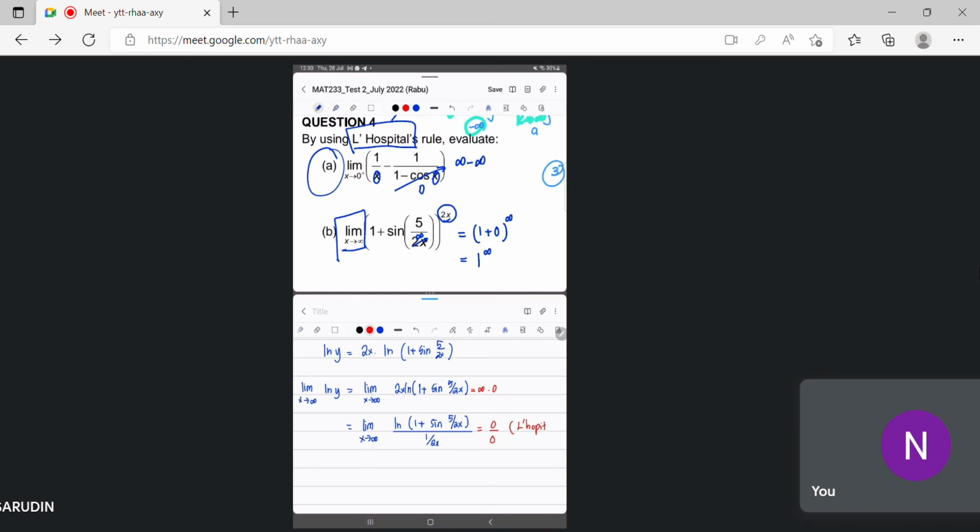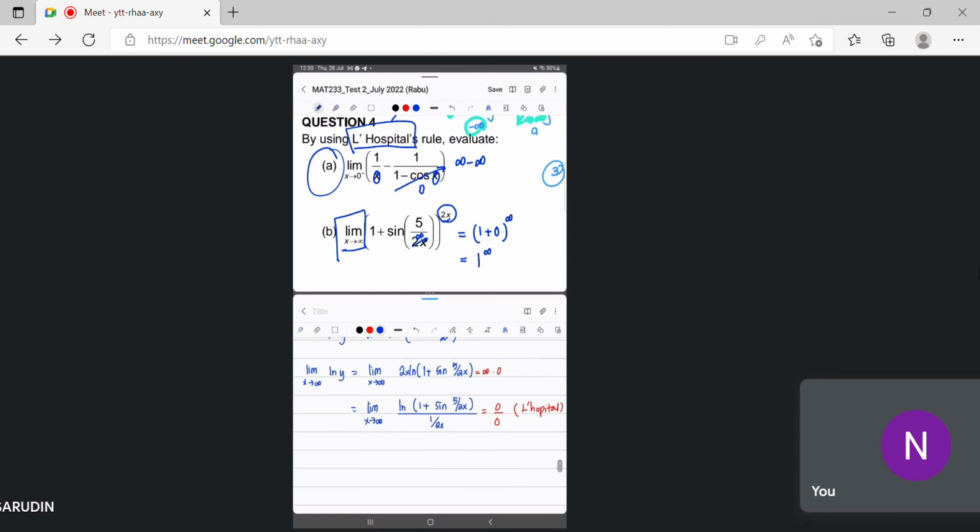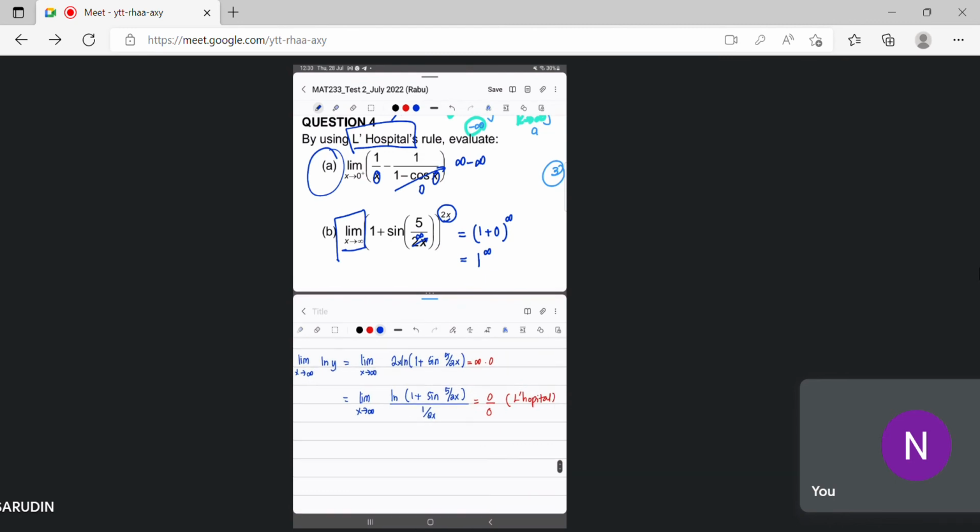Kalau you buat soalan ni, tapi tak dapat pun 0 over 0, ada something wrong lah tu. Mesti ada something yang you tertinggal. Okay? Dah nama soalan L'Hopital, tapi you tak apply L'Hopital. Pelik lah kan? Okay? Okay, the next one. Bila soalan L'Hopital, we need to differentiate both numerator and denominator. Okay, so sekarang kita differentiate.